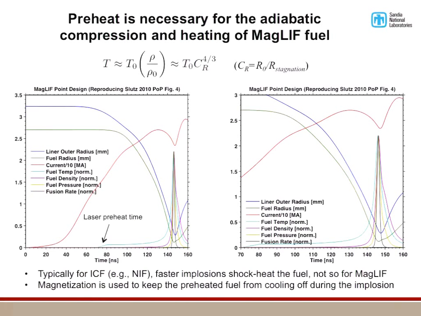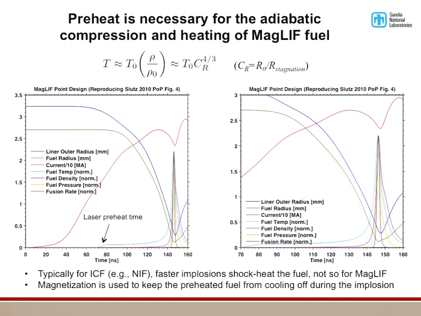So as I mentioned, preheat is necessary because of this initial state to final state adiabatic compression. We typically talk in terms of convergence ratio, which is the initial radius divided by the stagnation radius of the fuel. And you can see the temperature you get to is proportional to the temperature you start at times the convergence ratio to the 4/3. So for MagLIF, our point design is between a convergence ratio of 20 and 30, and that gets us to temperatures of about 5 kilovolts.